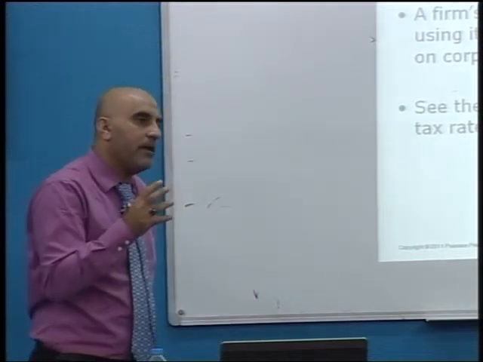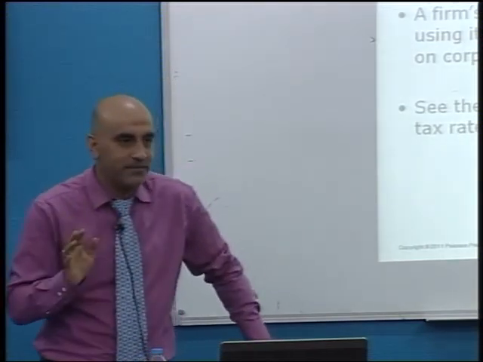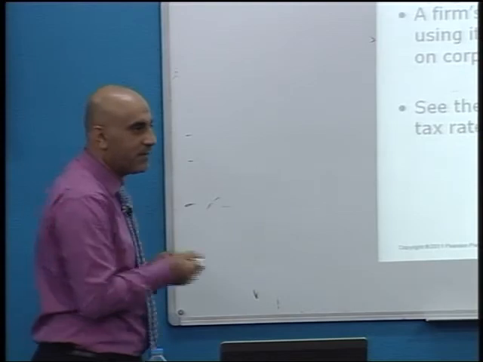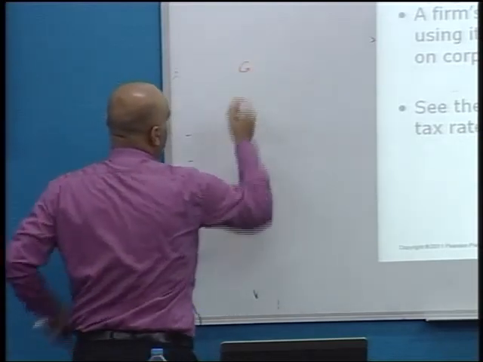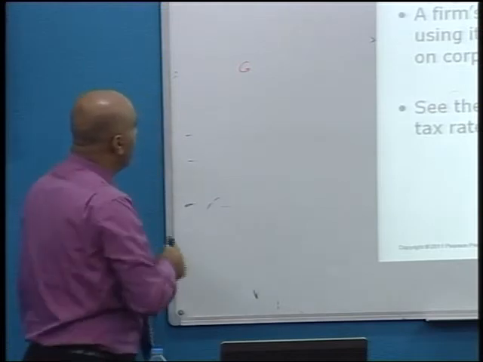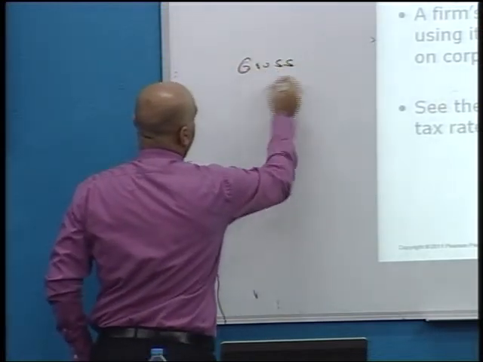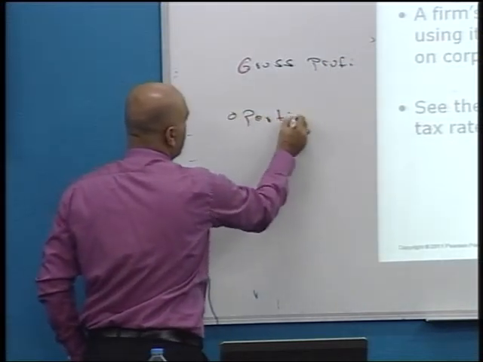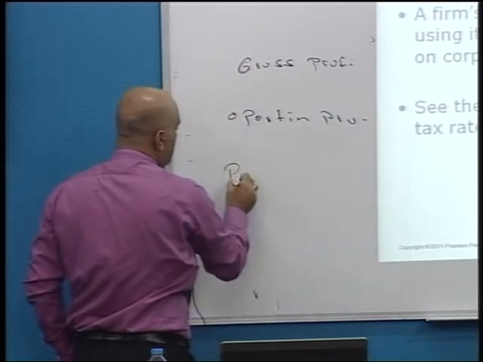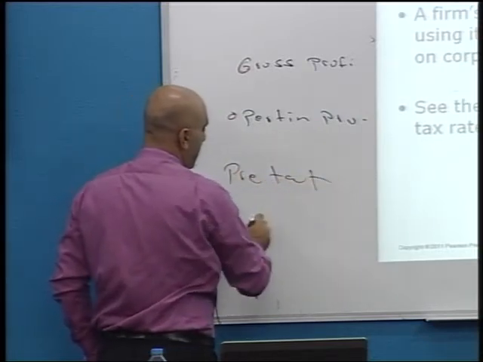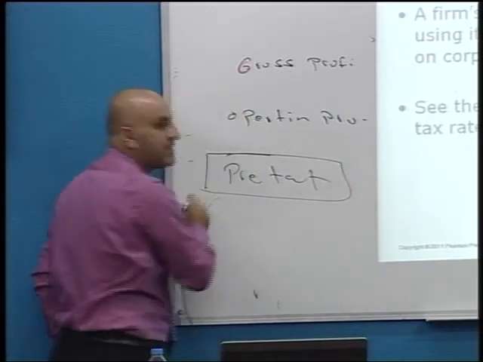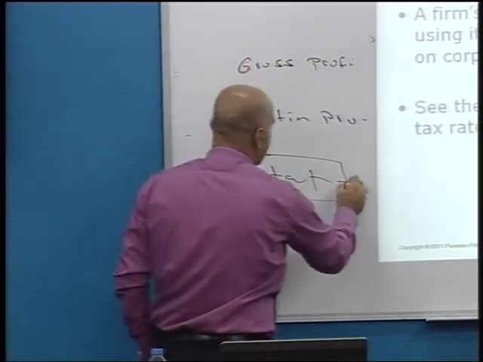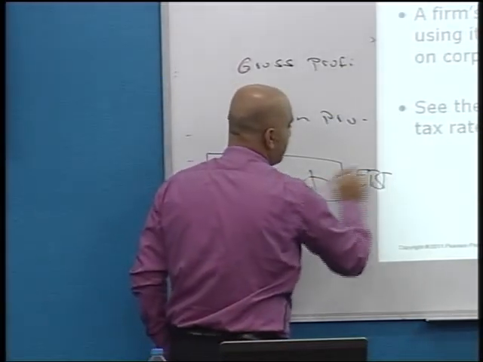Taxable income is the income subject to tax. What is the income that's subject to tax? As we explained, this is gross profits. We don't need this, we have the gross profits. Then we have operating profits, then we have the pre-tax. This is the taxable income, pre-tax, or we can use the term earnings before tax.